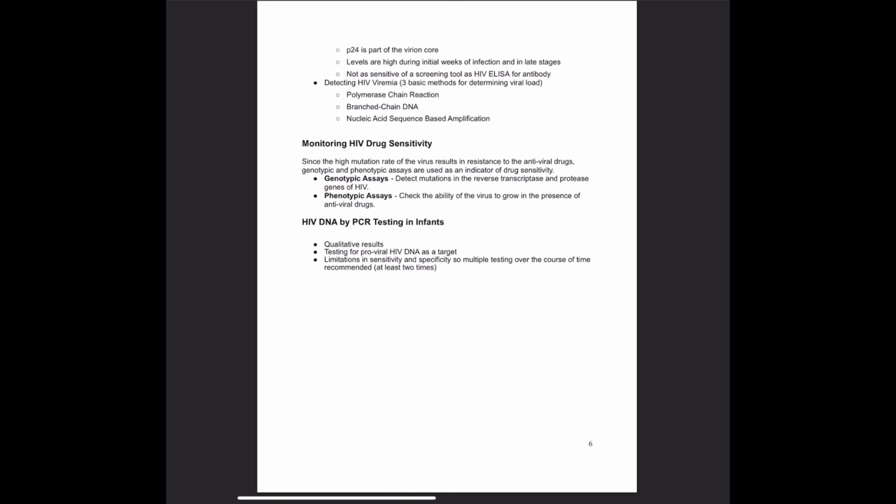HIV DNA testing by PCR is used in infants. It gives qualitative results, testing for proviral HIV DNA as the target. The limitations are the sensitivity and specificity, so multiple tests over the course of time is recommended, usually at least twice. That's it for this lecture, and that's all for this unit.